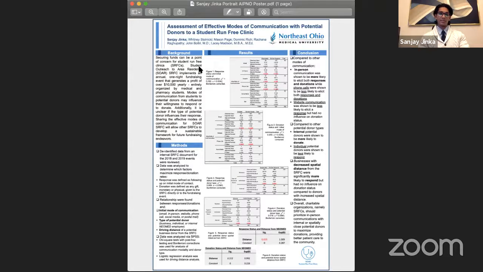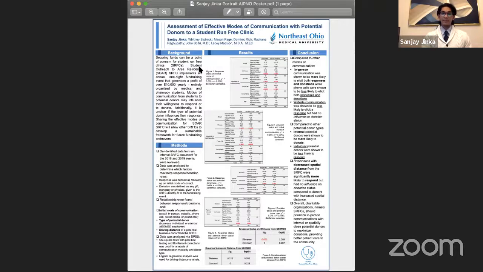Internal potential donors, these being donors affiliated with NeoMed or the clinic, were also shown to be more likely to donate when compared to other individual potential donors. Lastly, businesses with decreased spatial distance from the student-run free clinic were significantly more likely to respond. Taken together, this suggests that charitable organizations, namely student-run free clinics, should prioritize in-person communications with known affiliates or spatially close potential donors to maximize donations.